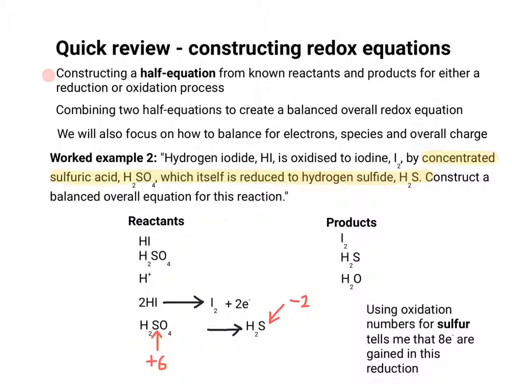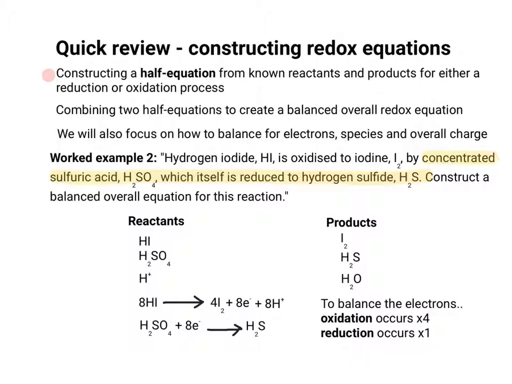So using oxidation numbers for sulfur, it's +6 in H2SO4 and -2 in H2S, which tells me that there are 8 electrons gained in this reduction. Now, to balance those electrons, what I have to do is the oxidation has to occur 4 times and the reduction has to occur once.